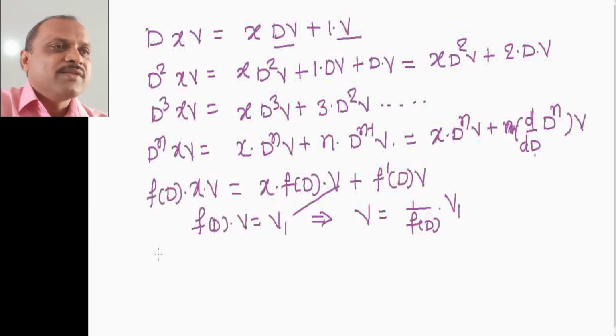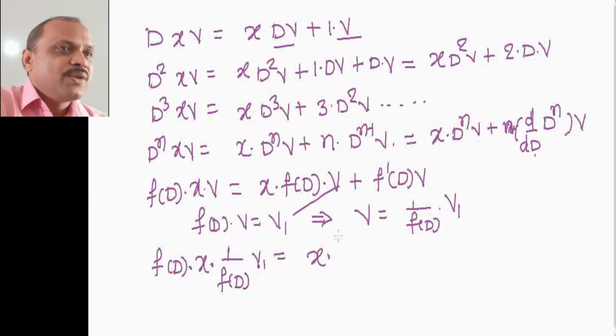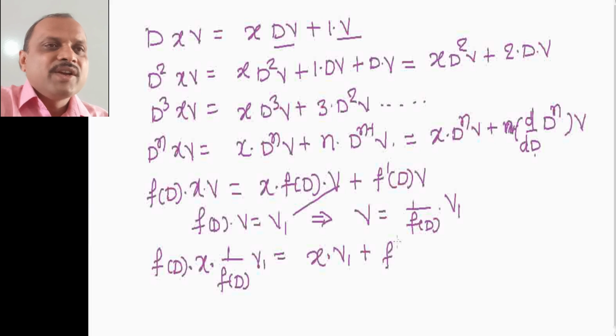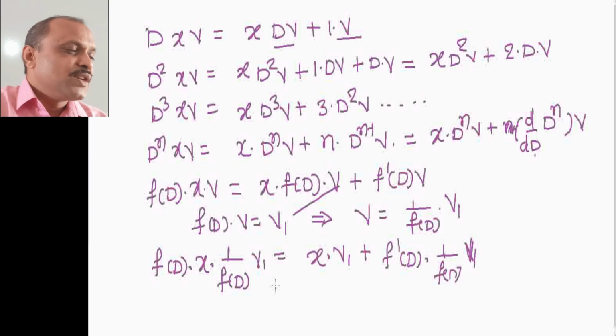You can see f(D) operating on x into v, where v is now 1 upon f(D) into v1, equals x into f(D) into v, which is my new term v1, plus f'(D) into 1 upon f(D) into v1. So this is the new equation.